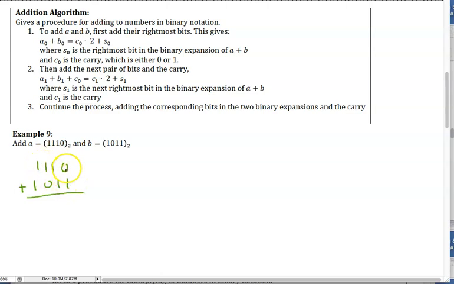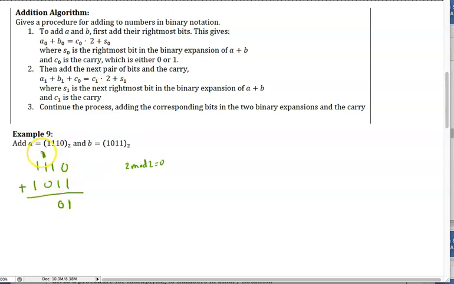So for example, 1 plus 0 is 1. Well, that's fine. But now 1 plus 1 equals 2. Can't write 2 because it's not allowed. But you say, well, 2 mod 2 is 0. So I divide 2 by 2, I get a remainder of 0, which goes here, and the whole number of the division gets carried.